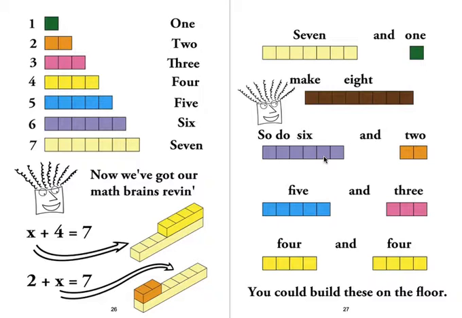X plus 4 equals 7. What has to go there? Any little one can see what it is. 2 plus X equals 7. What has to go there? See, algebra, it's easy to understand.